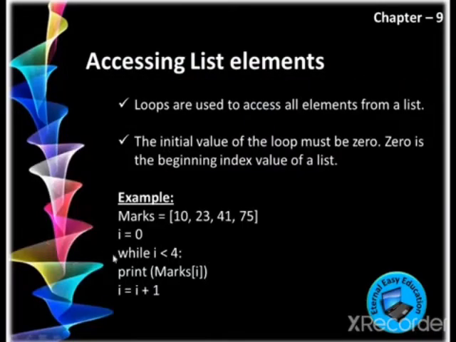Here they are using a loop. Yes, a while loop or any looping statement can be used to fetch the elements in the list. Here, while i less than 4, because it is having only 4 elements, i is starting with 0. So the while loop will move up to 3. Less than 4 means 3. 0, 1, 2, 3. So all the elements will get printed.